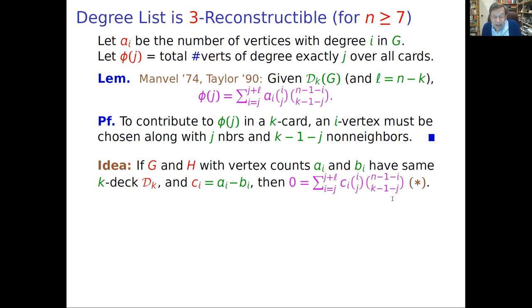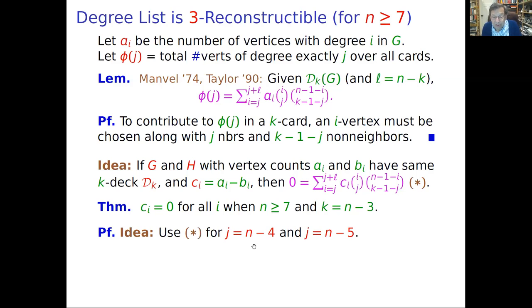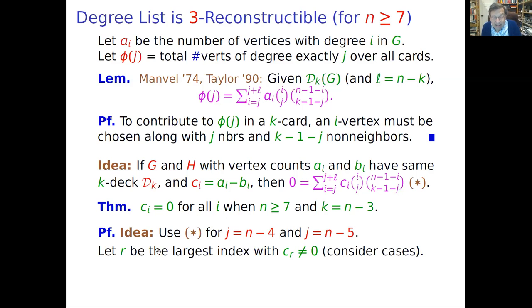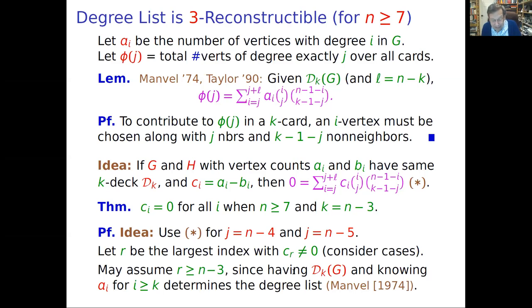And so now the theorem is that in fact this difference has to be zero for all i, if n is at least 7, and we're talking about 3-reconstructibility. The size of the cards is n minus 3. Okay. And in fact, to prove this, all we need to do is look at this equation when j is n minus 4 and n minus 5, and consider the largest index where G and H have different numbers of vertices of that degree. There are a few cases to consider, and you can get the result. Okay.